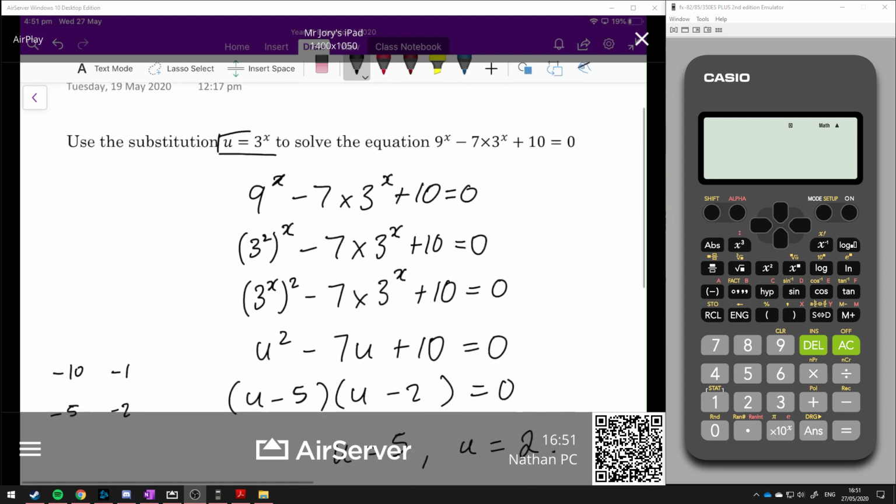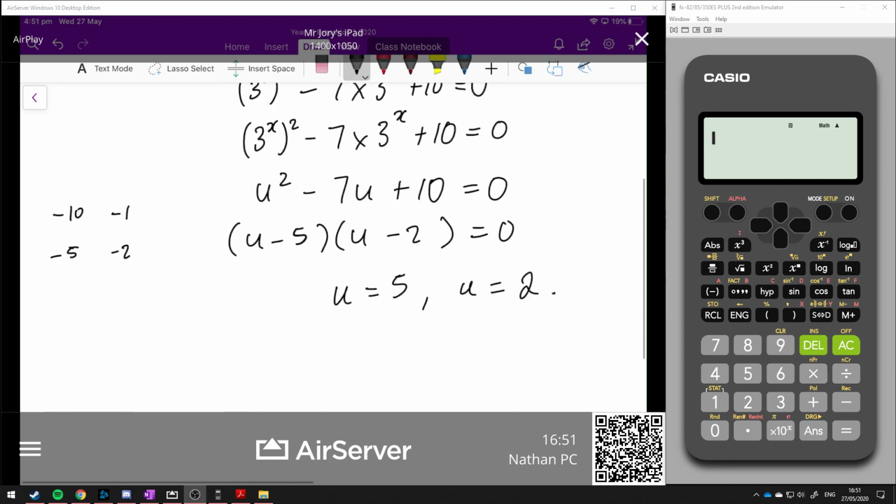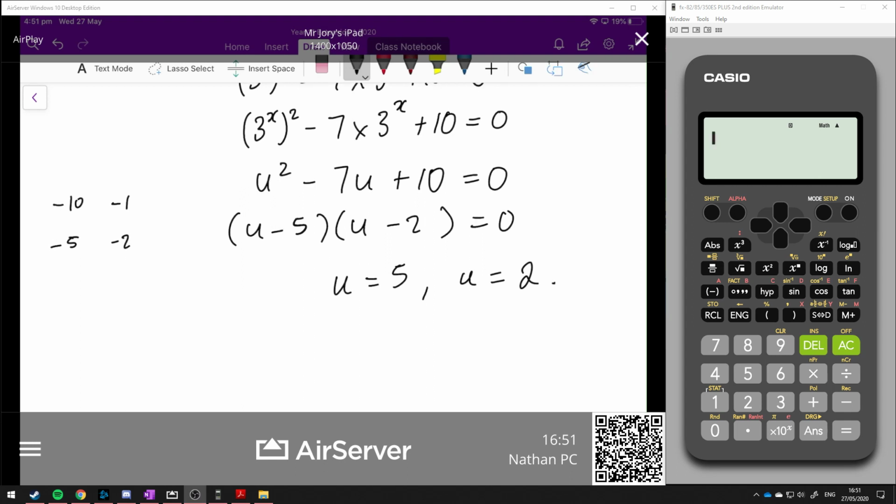Now, we used the substitution u is equal to 3 to the x, and we can interchange at any time, okay? Because we're just using u as a placeholder for the 3 to the power of x. We don't have to use u at any point; we can always just replace it back with 3 to the power of x. It's just saying, I know that 3 to the power of x is here, I'm just going to use something else to make the algebra a bit nicer to work with, okay? So at this point, we can sub u is equal to 3 to the power of x back, and we get 3 to the power of x is equal to 5, and 3 to the power of x is equal to 2.